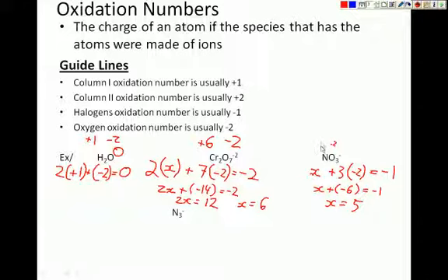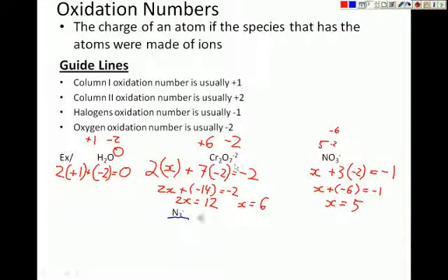Okay, so our oxidation number for nitrogen is 5, and you can do a quick check on your calculation here. If this was 5, -2 times 3 would be -6, and 5 minus 6 does equal -1. Okay, so that is the oxidation number of nitrogen. Now here's a different problem right here.